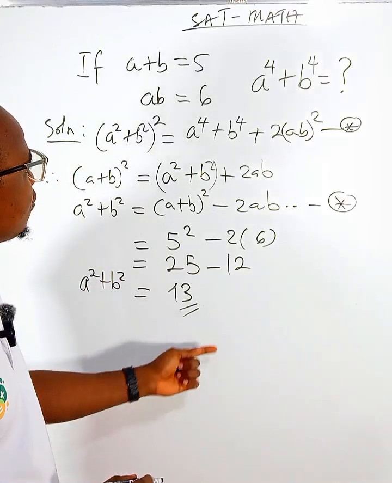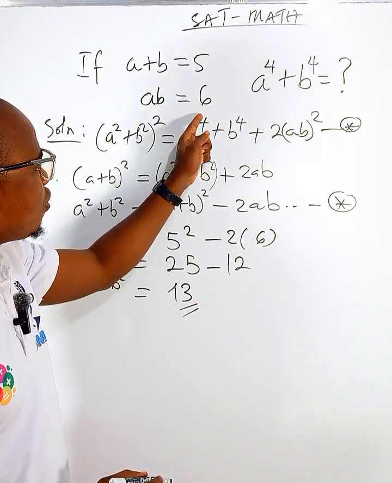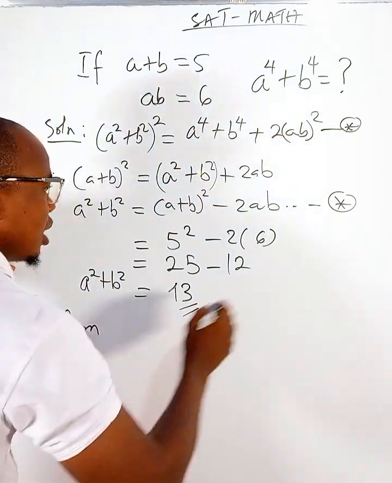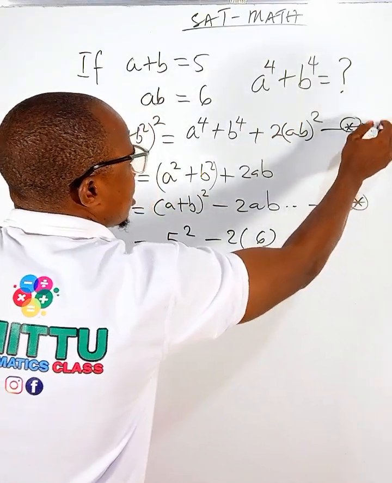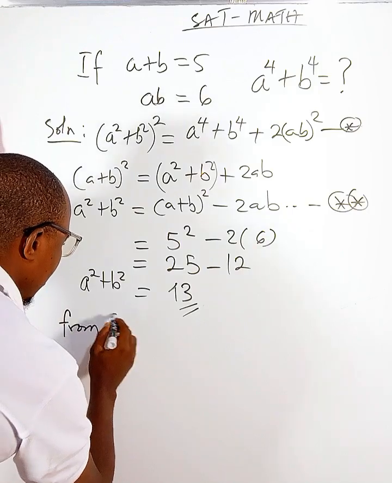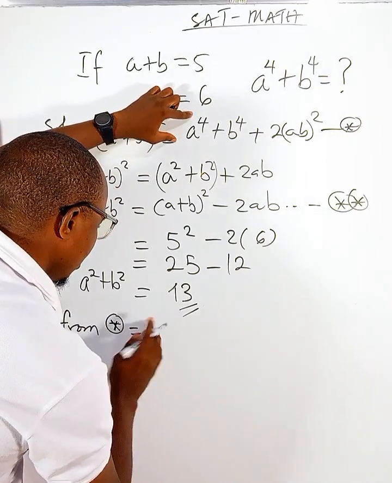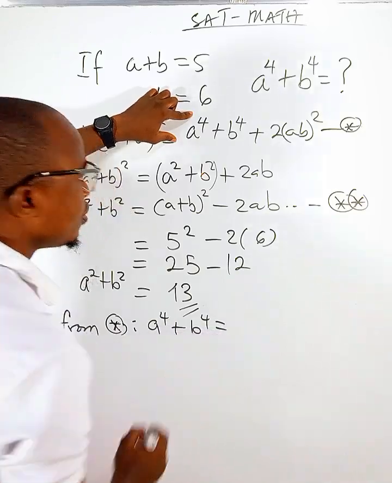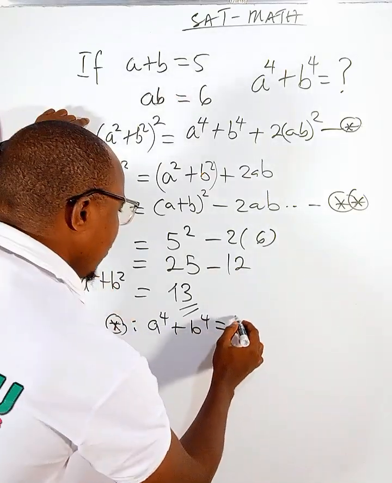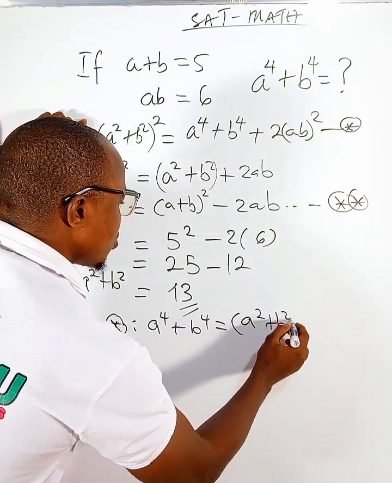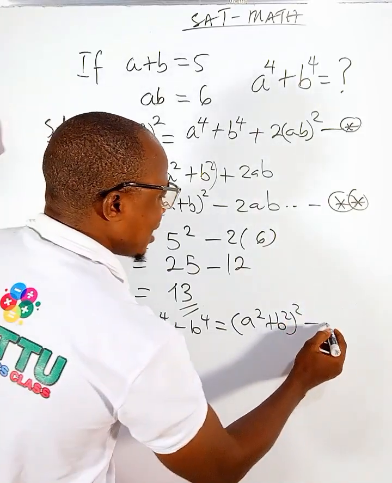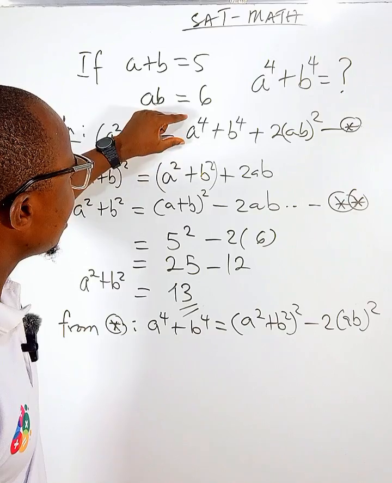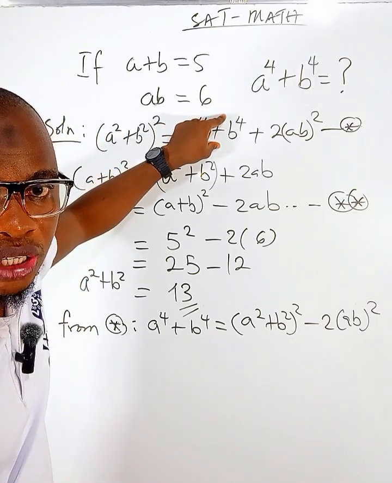That is not where we are going to stop, because this is just a squared plus b squared. What we are looking for is a to the power of 4 plus b to the power of 4. Let me call this star star, and this one is star. From star, if you make a to the power of 4 plus b to the power of 4 the subject of the formula, you are going to have a squared plus b squared all squared, minus 2ab all squared.